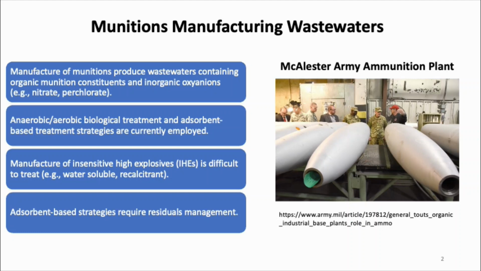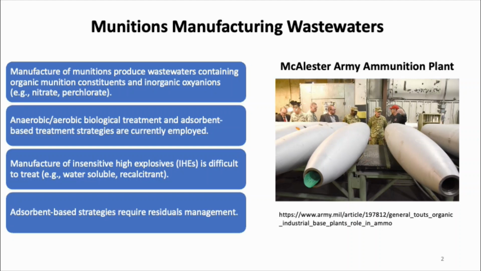The manufacturing process of the munitions is going to produce mainly wastewaters containing the organic munition constituents and also some inorganic oxyanions like nitrate that are used for the manufacturing process. The LAP operations, when we take these munitions and pack them into the different ammunitions, are going to produce a lower volume waste stream that contains these munitions and also some other species like perchlorate that is used as a propellant in these munitions. And so these waste streams are treated in different ways.